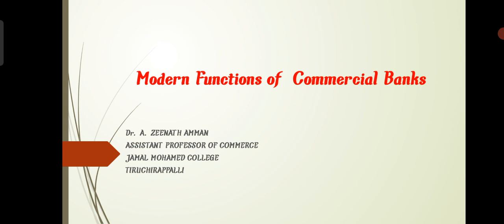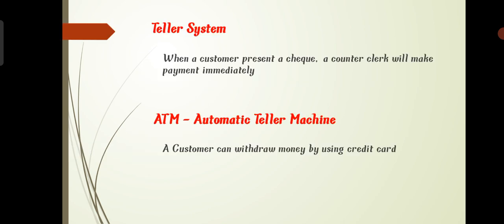The primary functions of commercial banks are accepting deposits and also lending funds. Deposits are savings, current or time deposits. The bank also lends funds to its customers in the form of loans and advances, cash credits, overdrafts and discounting of bills. Nowadays, commercial banks provide various types of modern functions.